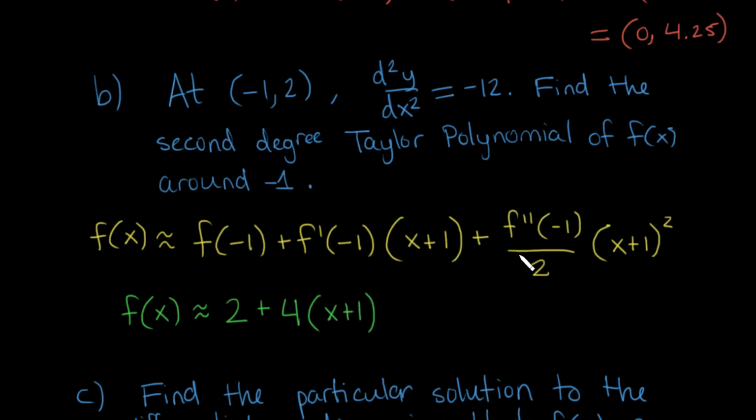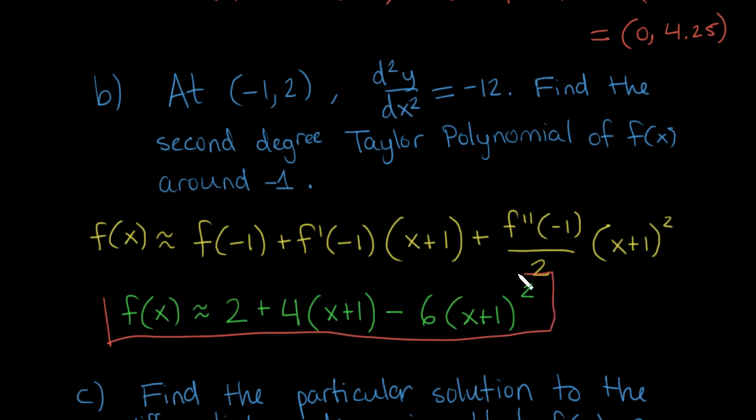And here we say the second derivative at -1, which they give us as -12, divided by 2. Well, -12 divided by 2 is -6, so we say minus 6 times (x plus 1) squared. And this is our final solution. Not too bad. Mostly just substituting things in. And now for part C.